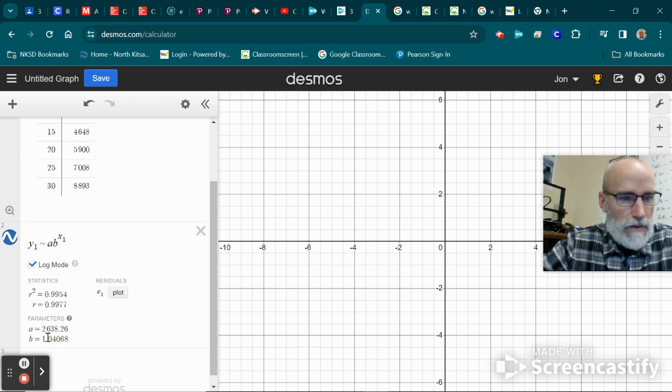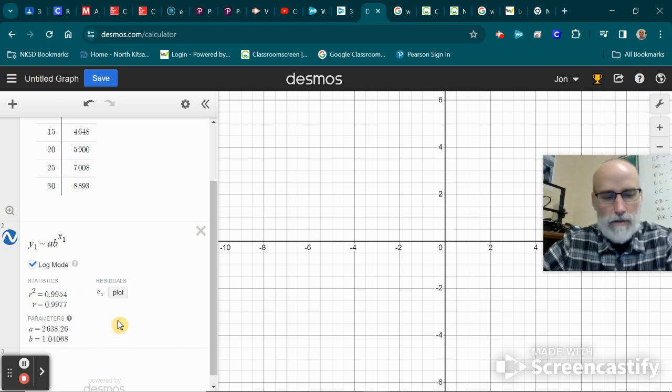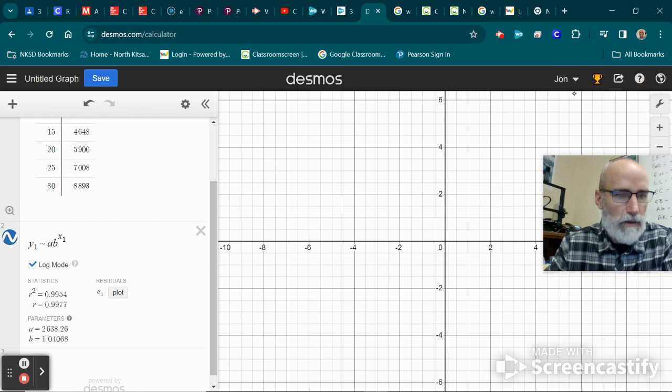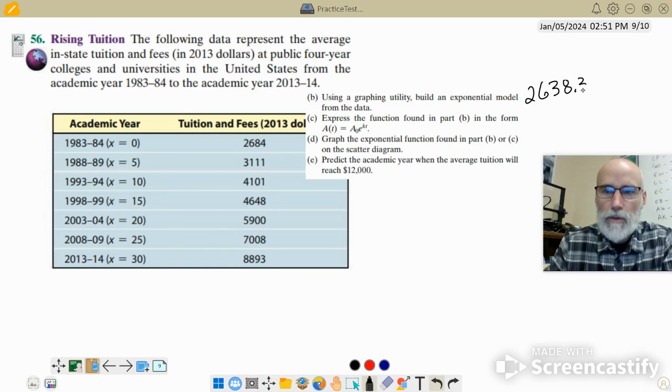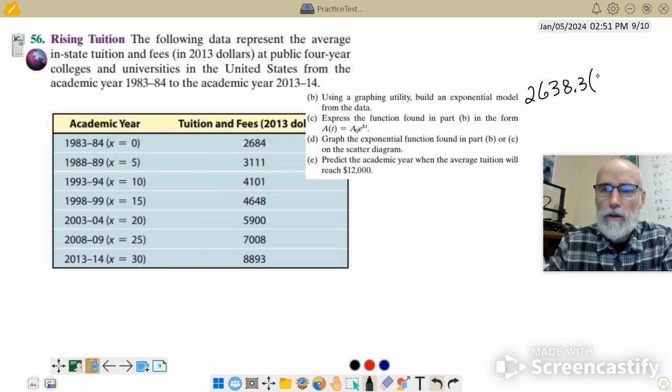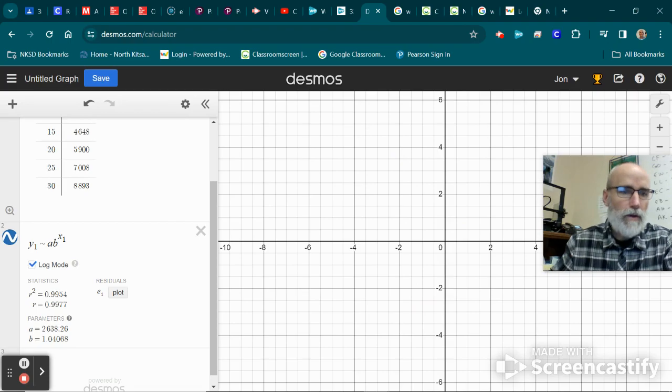So the a is 2638. Let me put that down over here on my problem. The a is 2638, and it was like 0.3, let's say. So 0.3, and the b value is 1.04. So 1.04 to the x. Okay, that's my function. Now, if we're going to use the e, then we go like this.